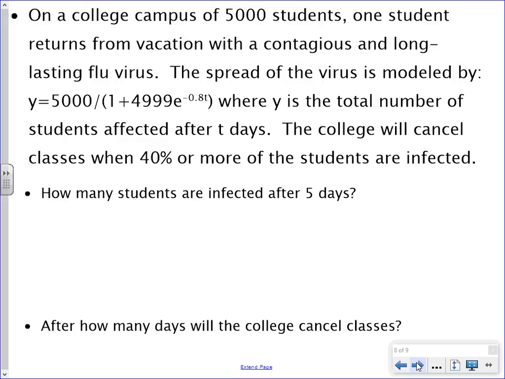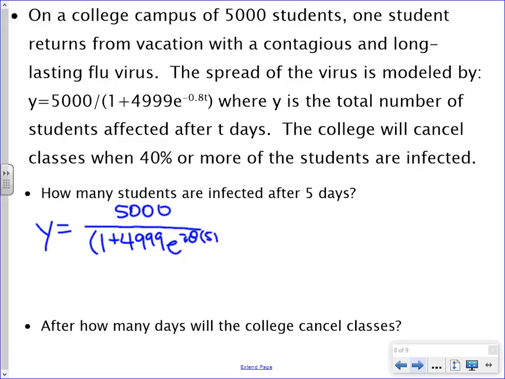What do we need to do with our model and the number 5? Plug 5 into T. This is basically a calculator exercise for you. Y equals 5,000 over 1 plus 4999 e to the negative 0.8 times 5.